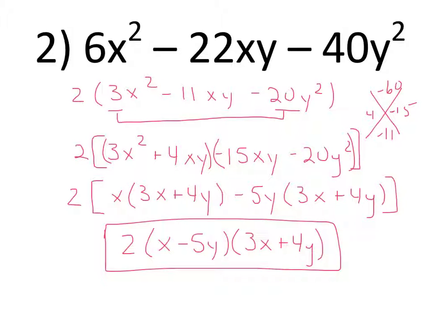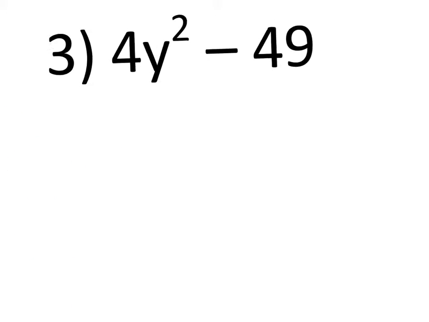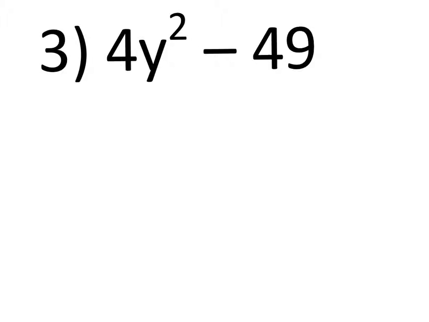So this example was primarily to remind you, you have to pull that GCF before you factor any farther. All right, and our last example here, number 3, we've got 4y squared minus 49.